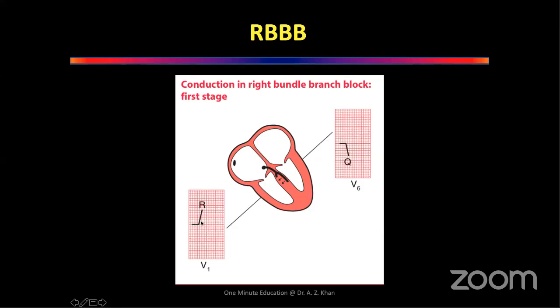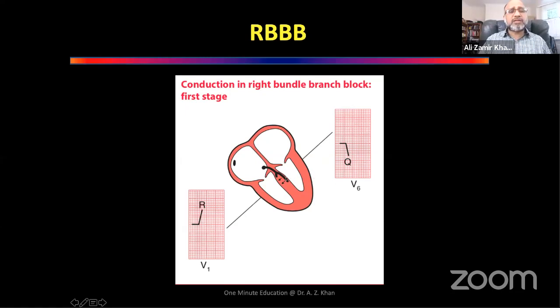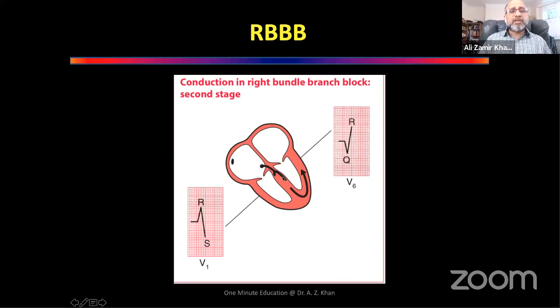Let me do this again, okay? Right bundle branch. Here is the right bundle. The right is blocked away. The septum is depolarizing. The movement is from left to right, so you get the first R. Now the thing is moving down the septum and going up on the left side, which is normal, so that you get the S.